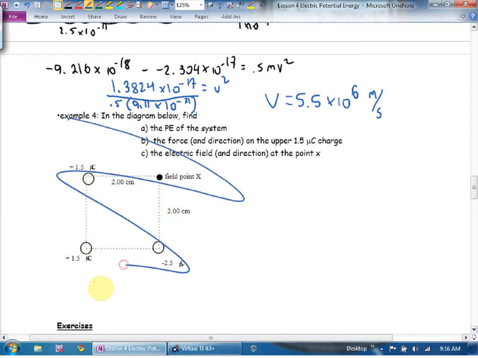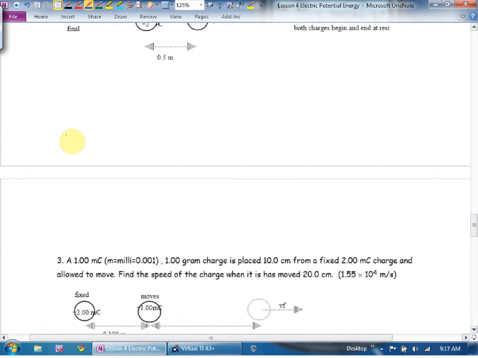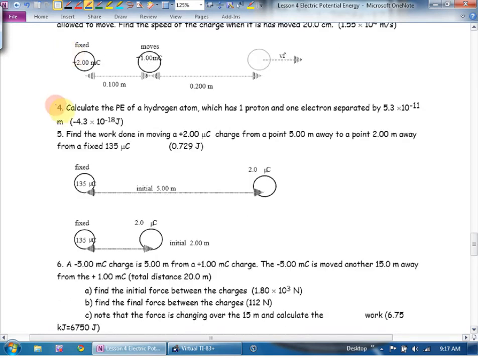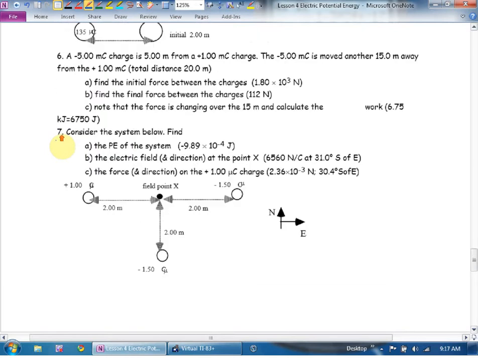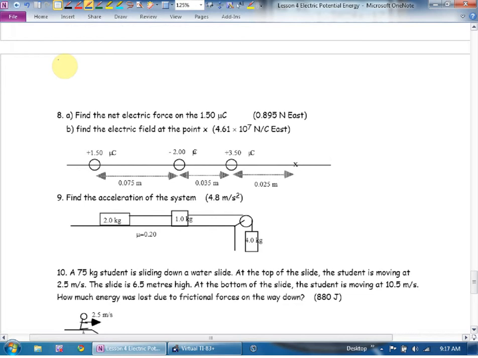What's your homework? Number one. Number two. Number three. Four and five. So right now it's been 1, 2, 3, 4, 5. Six is good. Seven is overkill. Eight is fine. We're going to pause there.